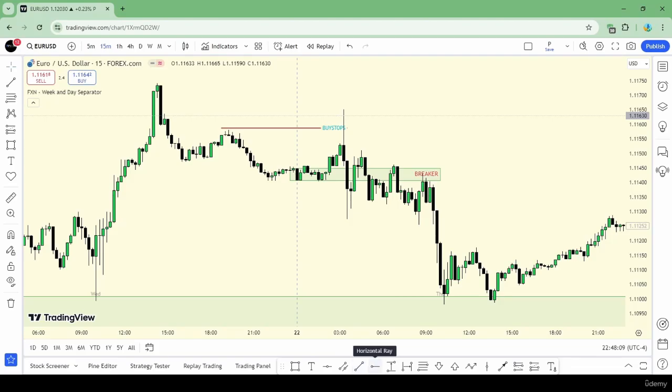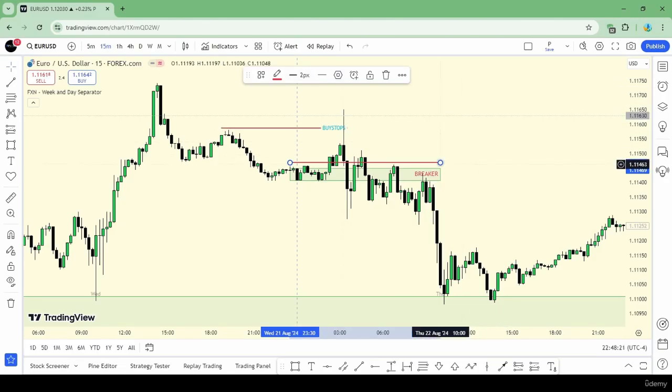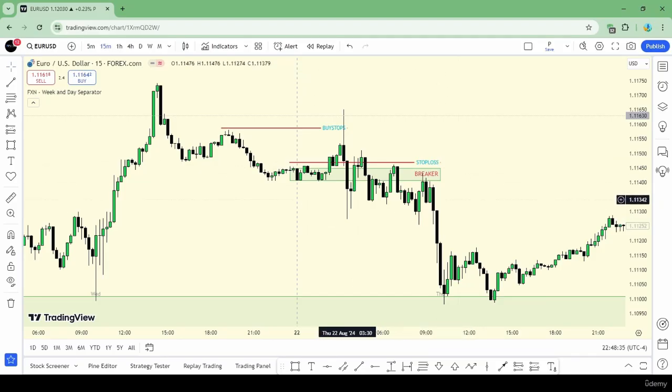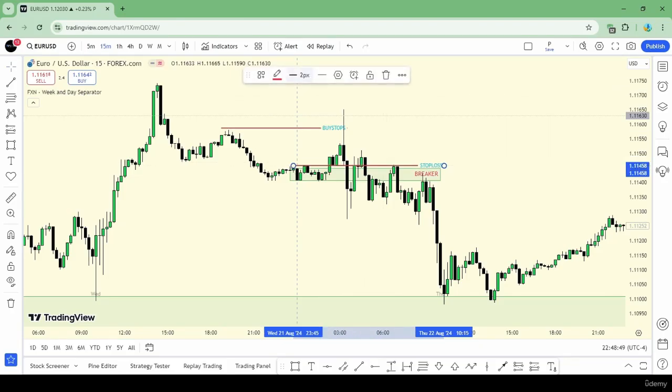And our stop loss will be placed here at this swing high. So let me outline it as the stop loss. So this will be the stop loss. At this stop loss, you can see I've added some pips. This is just for spread.